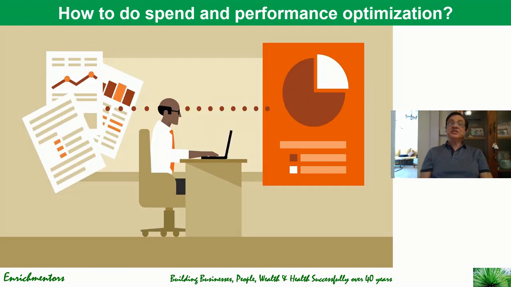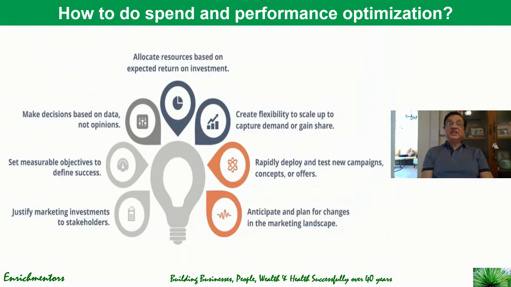So, how do you do spends and performance optimization? Any thoughts? There is a process that we are laying out for you. It starts from the right-hand side bottom, by anticipating and planning for changes in the marketing landscape. In digital marketing, one thing that will be constant is change. If you can anticipate and plan for the changes happening in your marketing landscape, that will be the starting point. Once you identify those changes, you rapidly deploy and test new campaigns, concepts, or offers that are relevant for that possibly changing landscape.